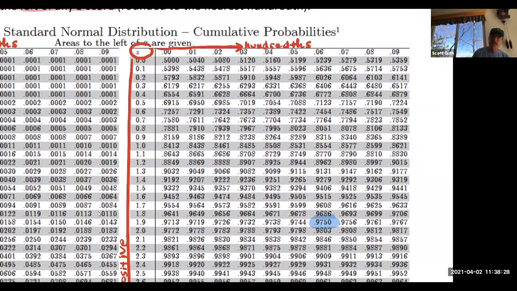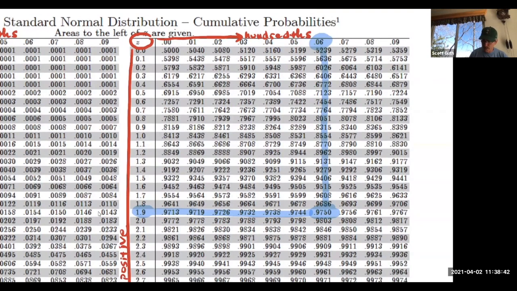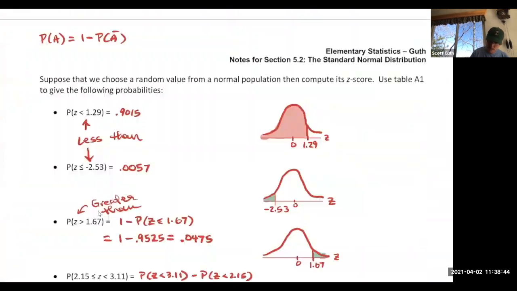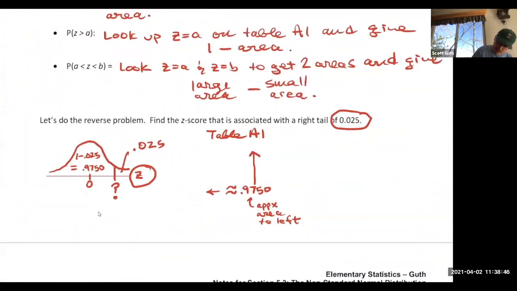So, caught it. And you go out to the edges, it'll tell you the z-score that goes with it. So in this case it is 1.96. So that's just using the table backward, not a big deal, but a little bit of a headache. So on the edges, you see the 1.9 and the 0.06. So that tells you that Z is 1.96.